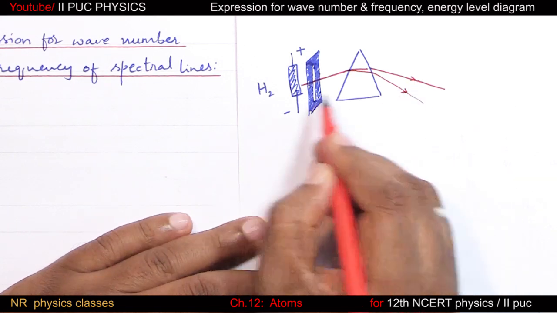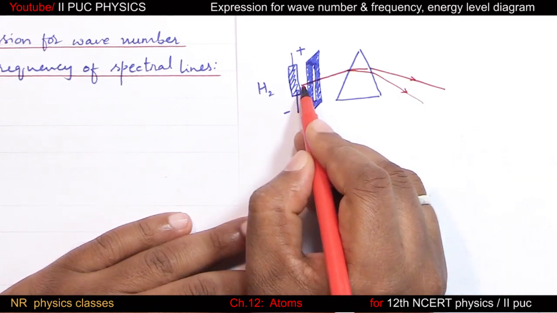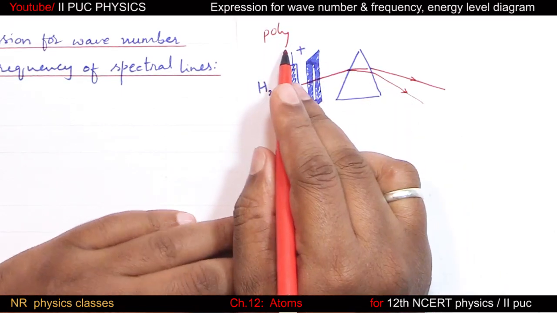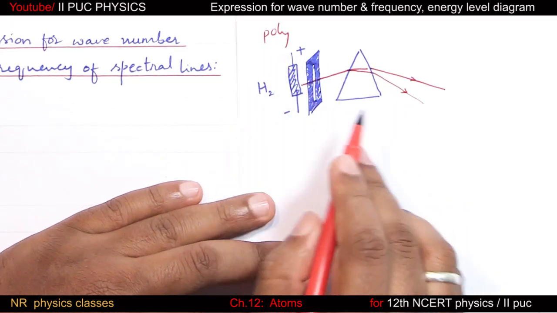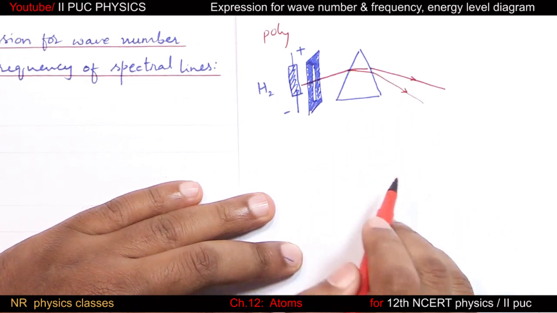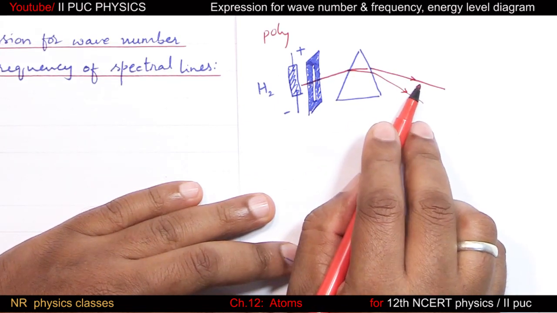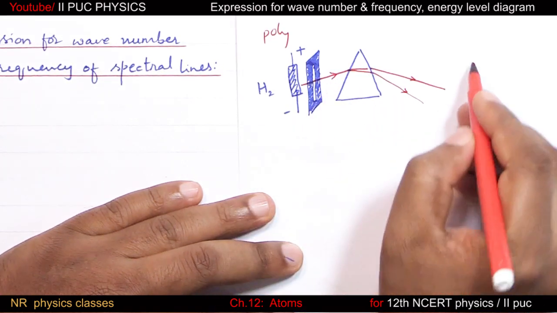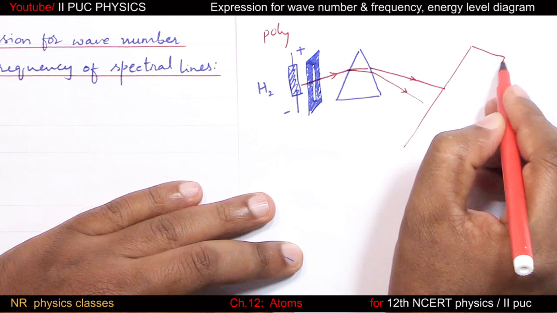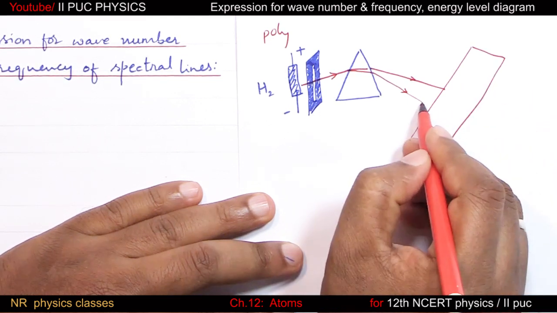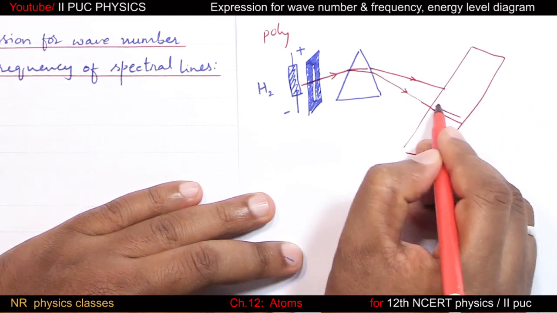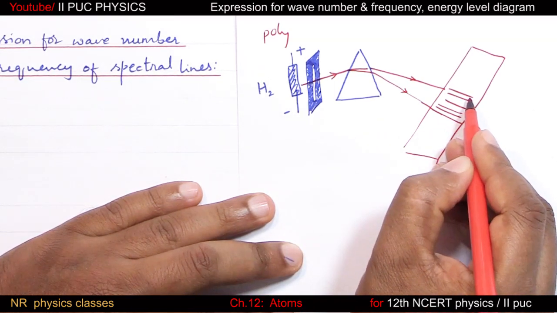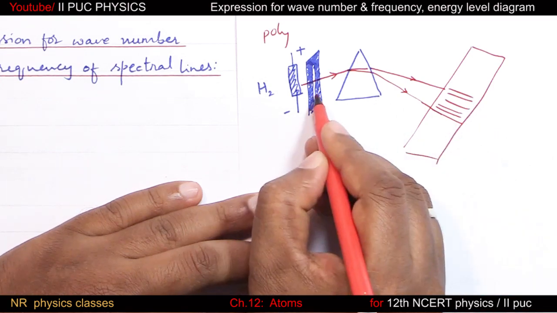After dispersion means light emitted by hydrogen must be polychromatic. Polychromatic means many wavelengths, and all those wavelengths can be seen. So these are called components of this incident radiation. If this is a white screen, on this screen we find few lines. Why do we find lines? Lines are due to this slit.